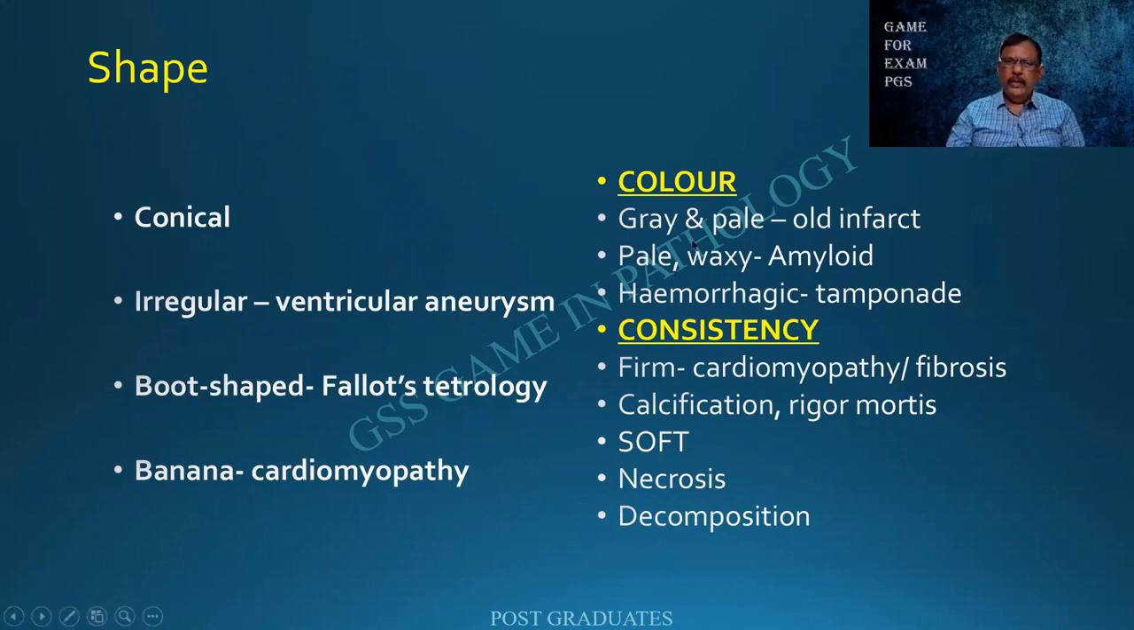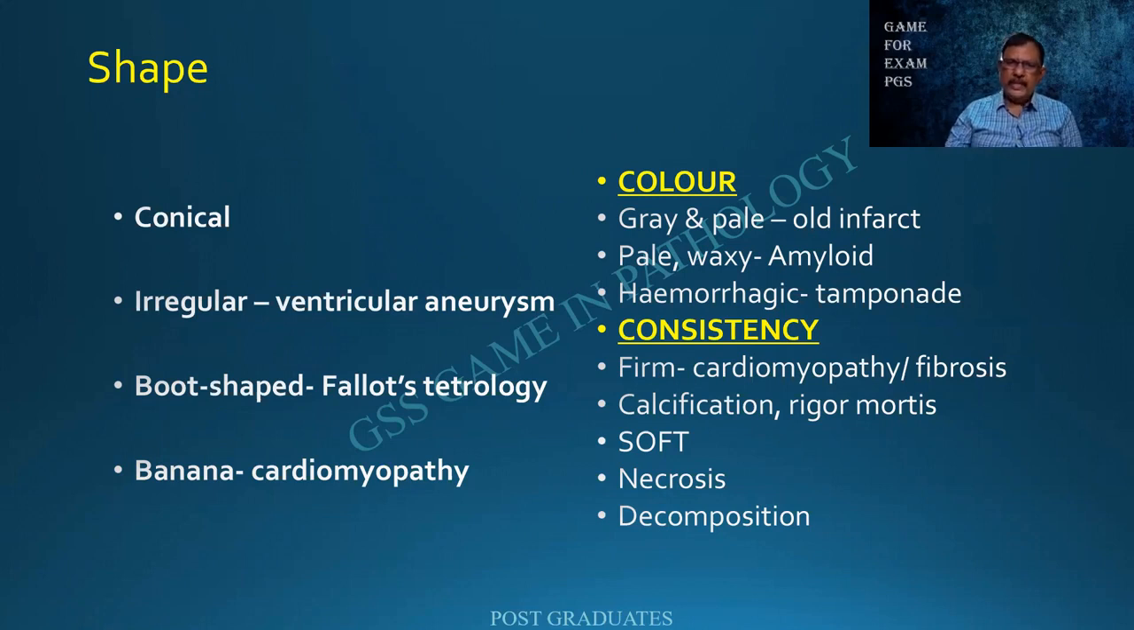Coming to the color, you find it will be pale in the case of an old infarct. In the case of a recent infarct, it will be more reddish, unless the infarct is resolved. It will be pale and waxy, slightly enlarged in the earlier stages in amyloidosis. And it can appear hemorrhagic in the case of cardiac tamponade.